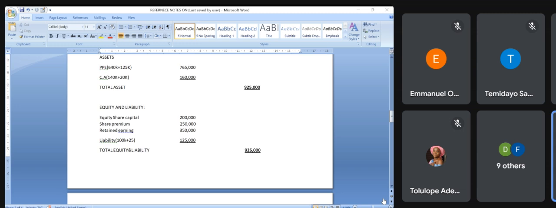Number two, how do you open the skeleton? I said write down the headings. The headings may be Tolulope Group, Nigeria Limited, statement of financial position as at 31st December 2024. You write the denomination down, N million. That's that. Then you start to combine the like items, asset to asset, liability to liability.